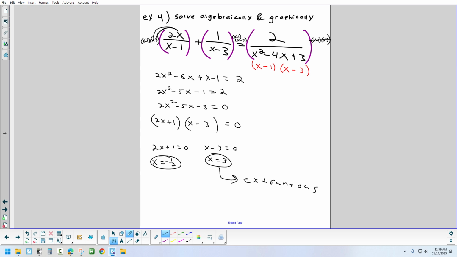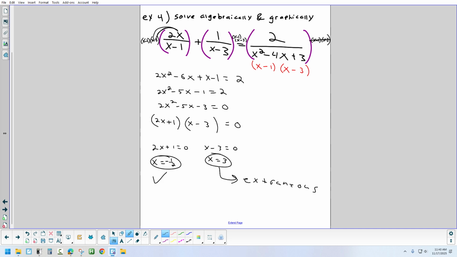This one is extraneous. It doesn't mean I won't ask you for it. I might still say, write down all the answers, including any extraneous ones. But if it's extraneous, just label it. So this answer works. That answer does not. There's 3 things that can happen when you solve a quadratic. You're going to get 2 answers. They could both work. They could both not work. Or one works, one doesn't. Those are the 3 cases.